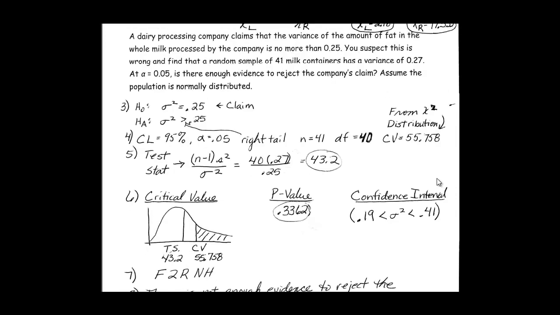Okay, doing our first hypothesis test. A dairy processing company claims that the variance of the amount of fat in whole milk processed by the company is no more than 0.25. You suspect this is wrong and find that a random sample of 41 milk containers has a variance of 0.27. At alpha 0.05, is there enough evidence to reject the company's claim? Assume the population is normally distributed.